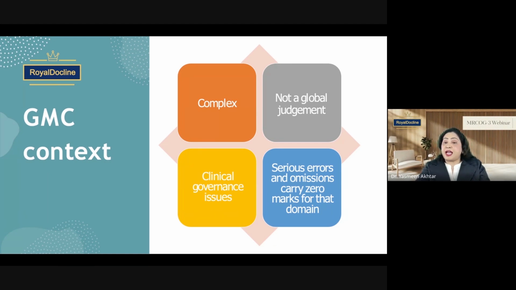And then the serious errors and omissions. For example, you did not check for the allergy. This is a serious error and she may die because of that injection. So these are the things in the GMC context.